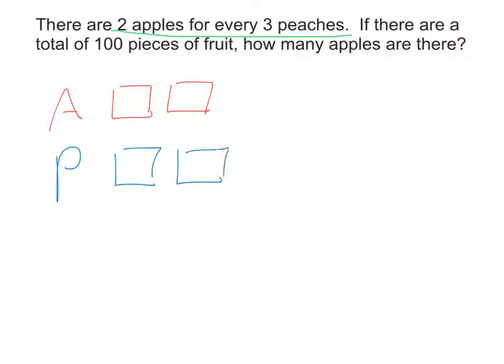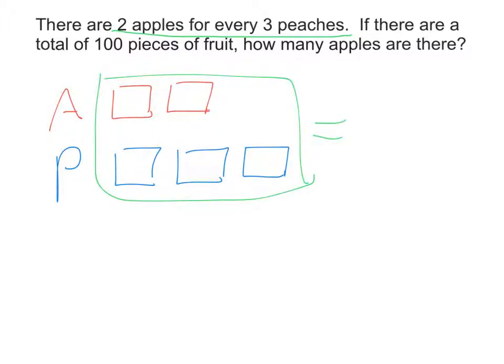Okay, and it says that there are a total of 100 pieces of fruit. So a total of 100 pieces of fruit includes the apples and the peaches, right? If we just look at the apples, that's not the total fruit. What about the peaches? If we just look at these, is that the total? No, that's not the total because it doesn't include the apples. The total is going to be all the apples and all the peaches. So all of this together is equal to 100.